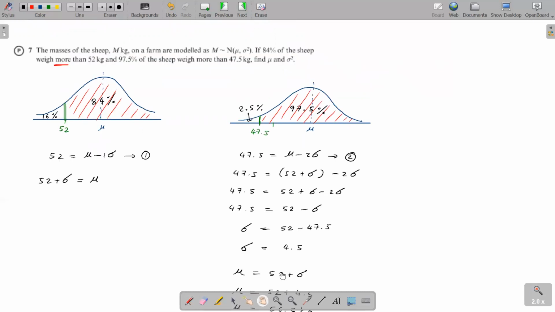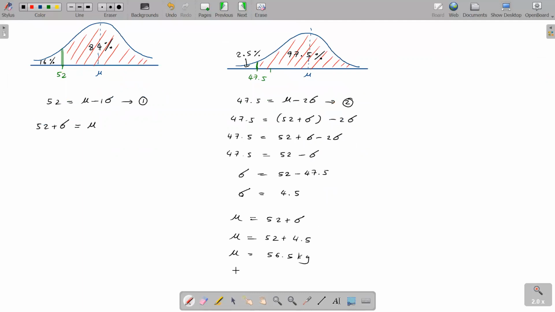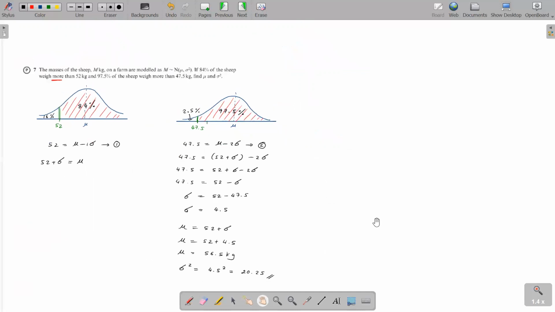So this is a weight. Everything's in kilograms, so 56.5 kilograms, and sigma is 4.5. Sigma square is what they want. The square of 4.5 is 20.25. This is the variance of the weight, and this is the mean weight. Okay, I hope this exercise is clear to everyone now. So question number 7, I hope it's fully clear.